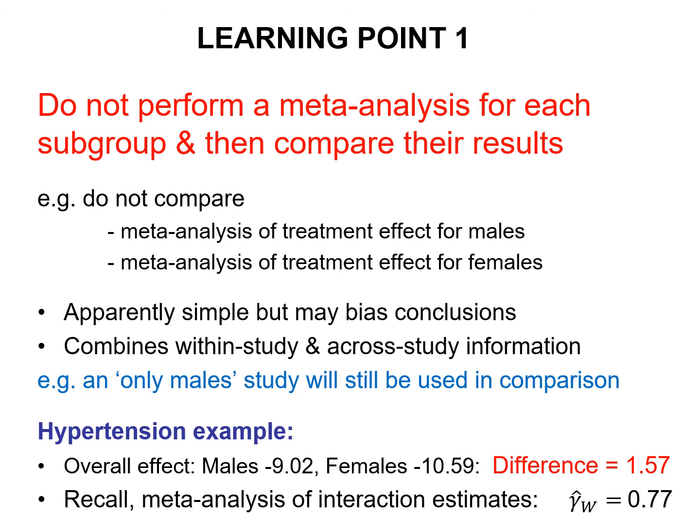So for example, if we did a separate subgroup approach to the hypertension example, we get that for males the treatment effect was -9, for females it was -10.6, a difference of 1.57. Well, that's quite different, although potentially not clinically important, but it's still very different numerically from the result that we got properly on the previous slides of 0.77. So that's just one example of how much different it can be.